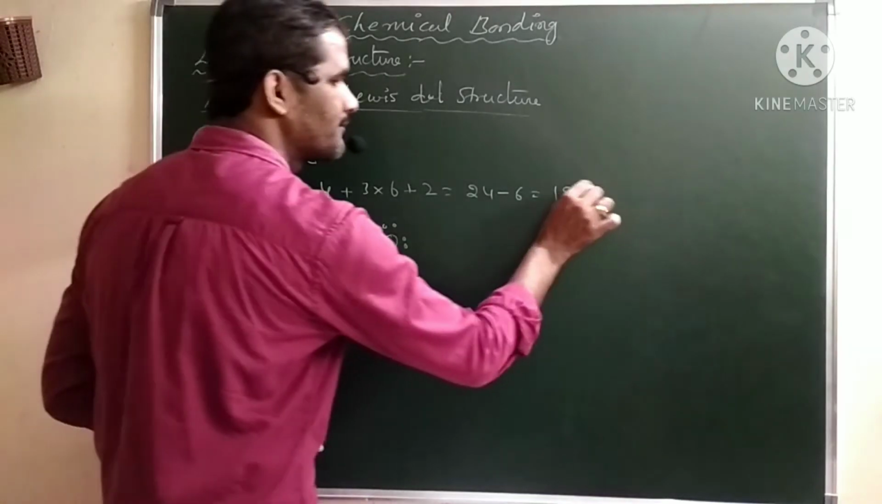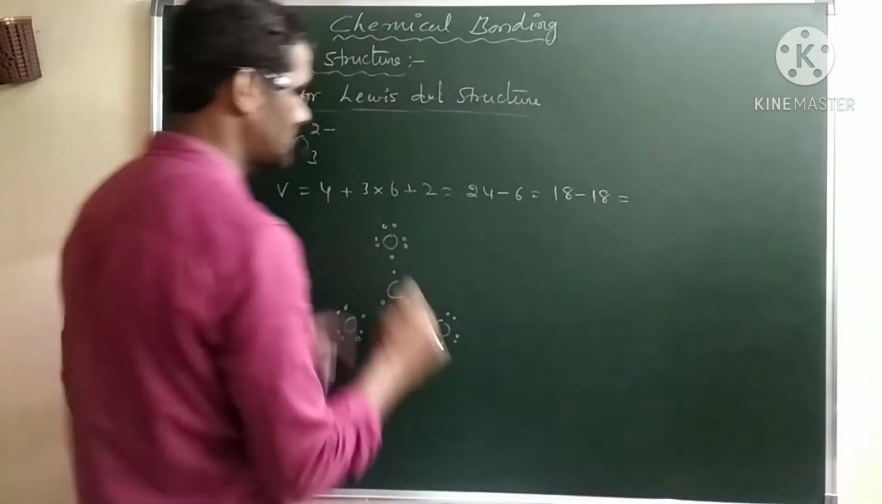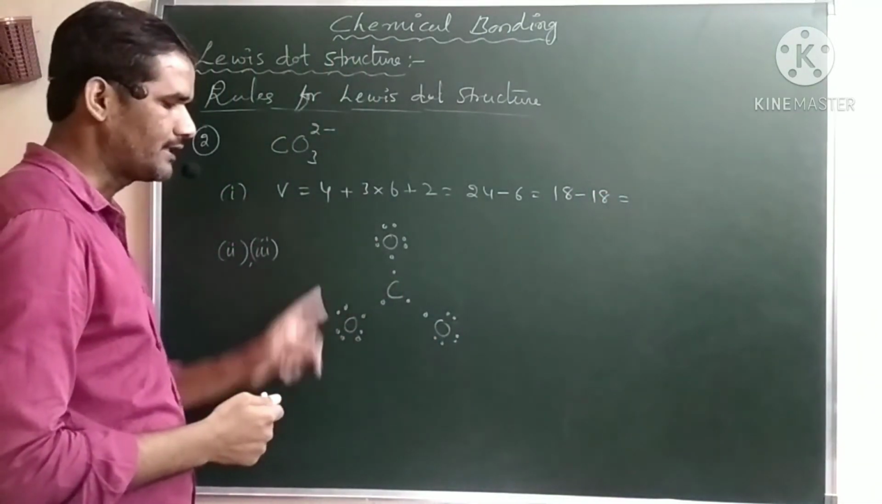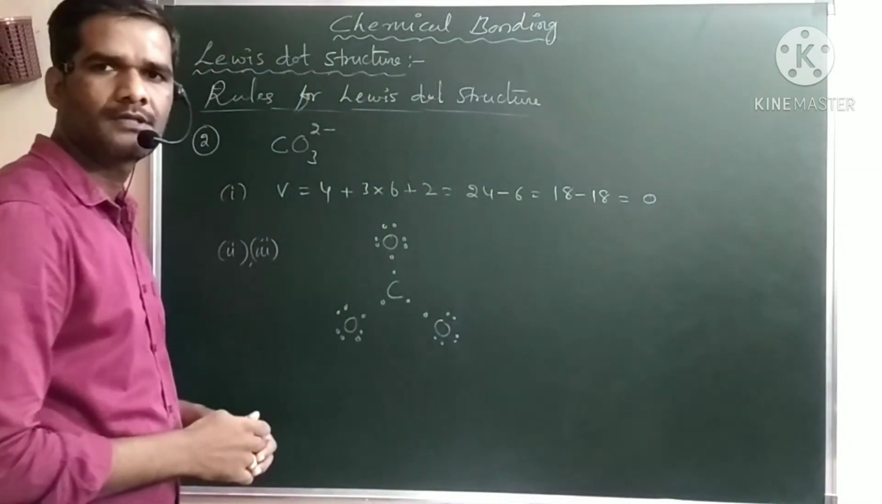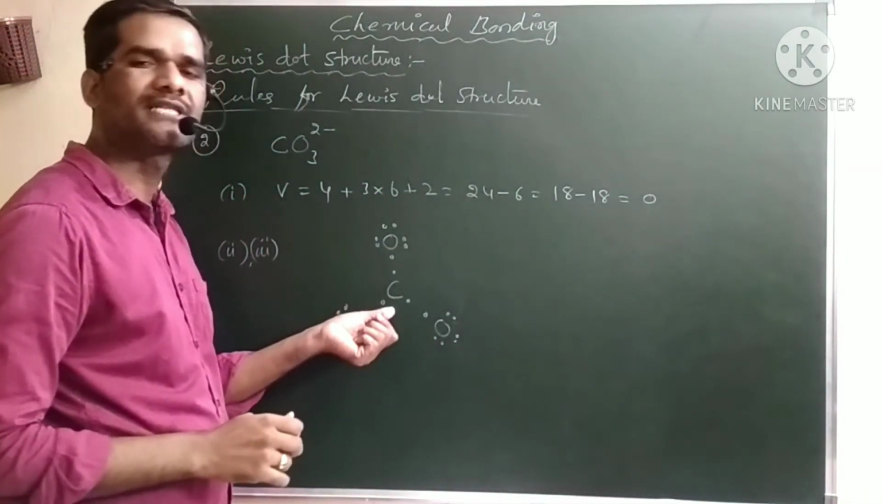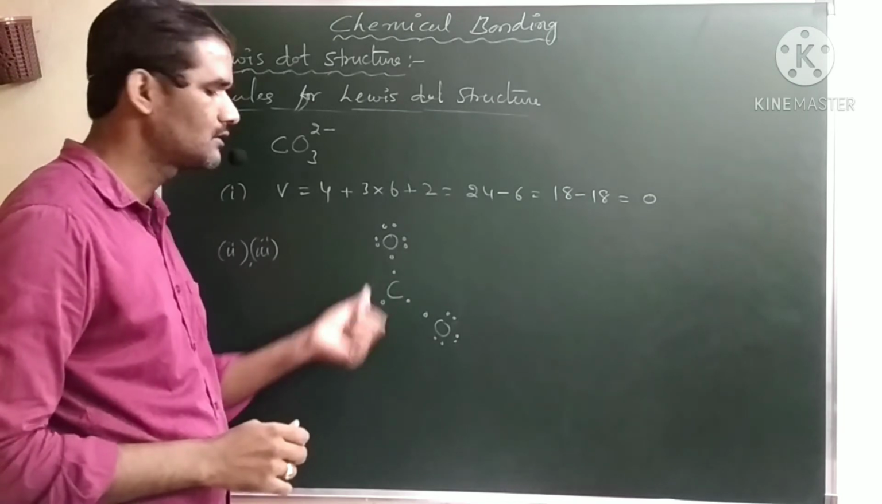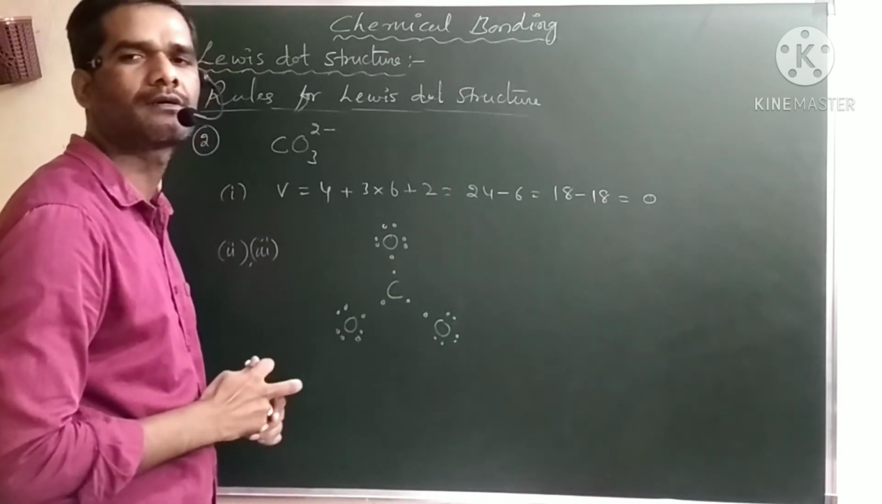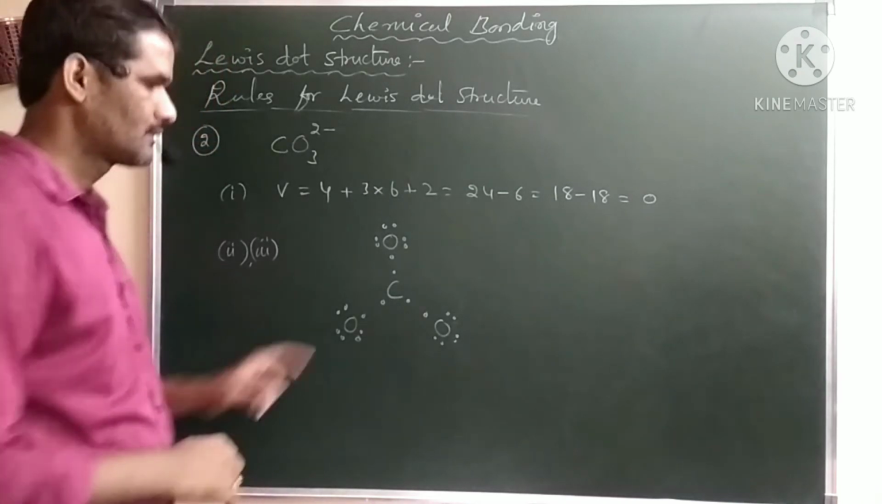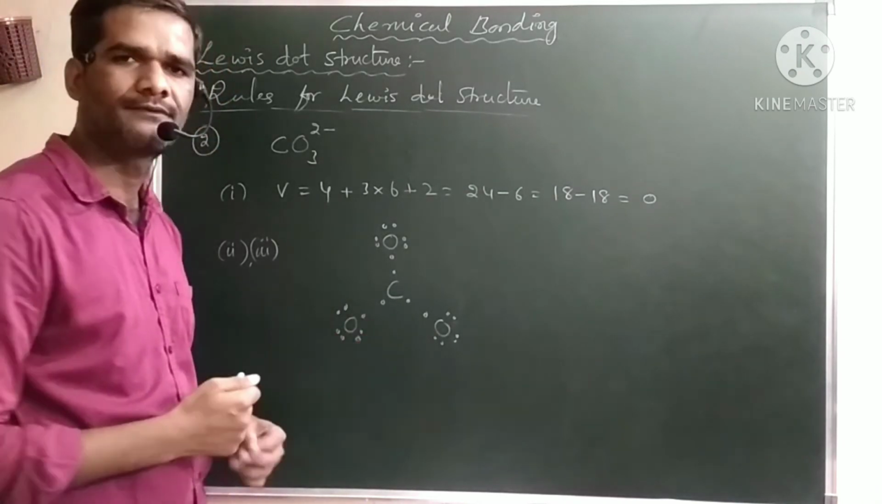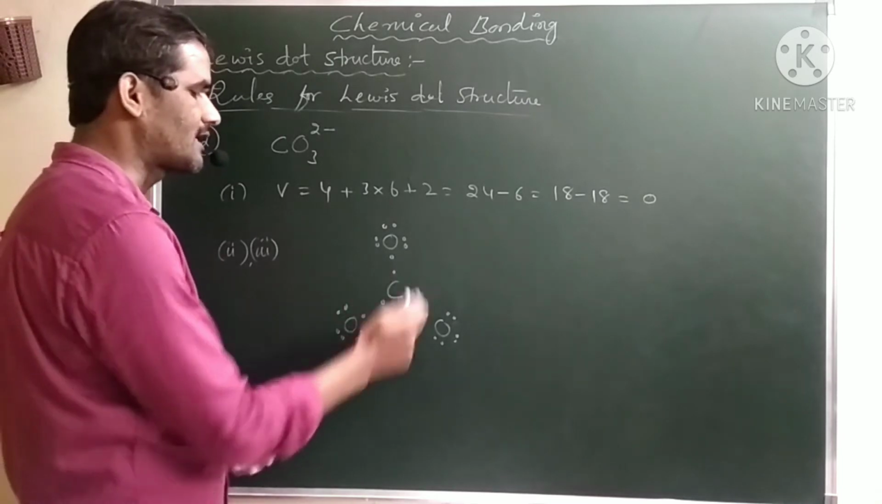Out of 18 electrons, all are now given to each terminal oxygen. So how many remain? 0. So there are no more electrons to give to the central atom, so no need to give to the central atom now. The valence electrons are completed. So now check: the terminal atoms are satisfied with the octet. Now check with the central atom.